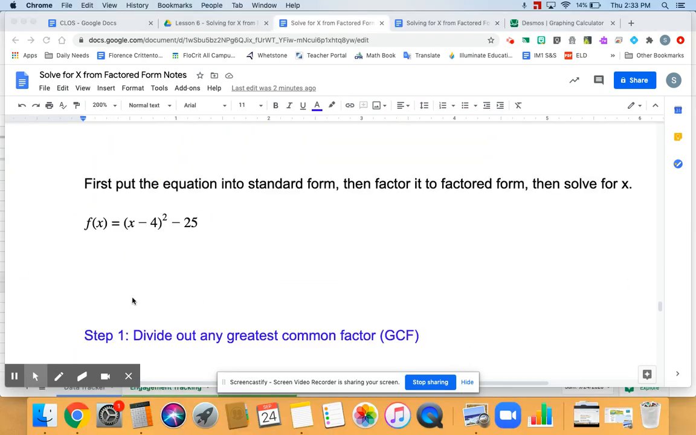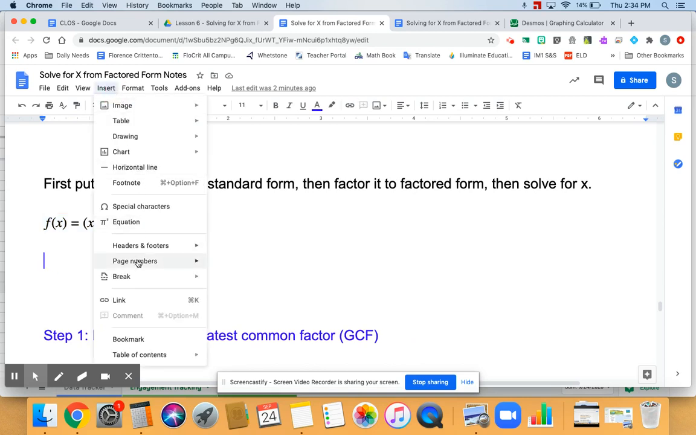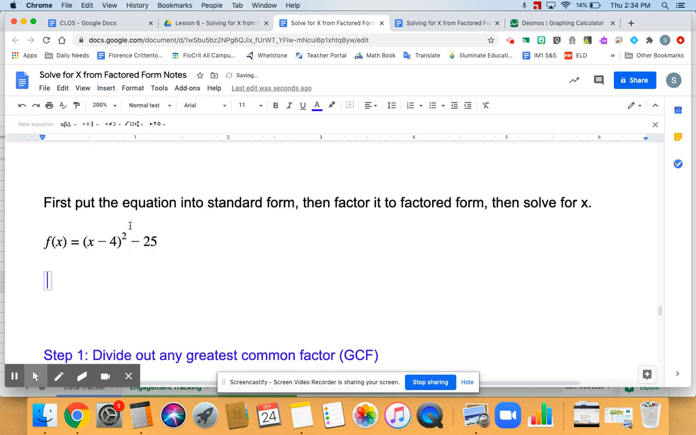For our last example, we have to start by first putting the equation in the standard form. What form is this equation currently in? It's in vertex form. And to go from vertex to standard, all you do is you distribute out the parentheses being squared.